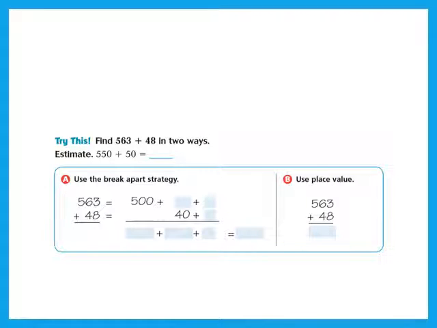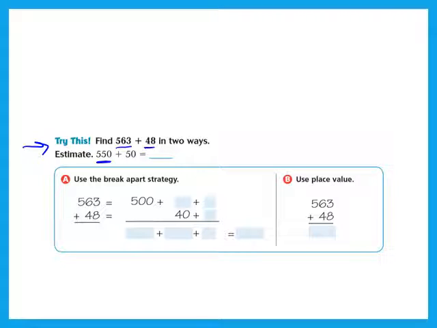Now I would like you to turn your pages over and take a look at page 30. We're going to do the try this. And this time I'm going to be adding a 3-digit number, 563, plus a 2-digit number, 48. And we're going to do it in 2 different ways. First, I'm going to estimate.